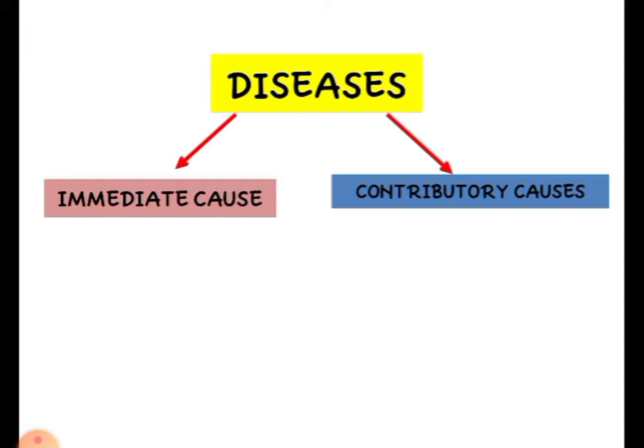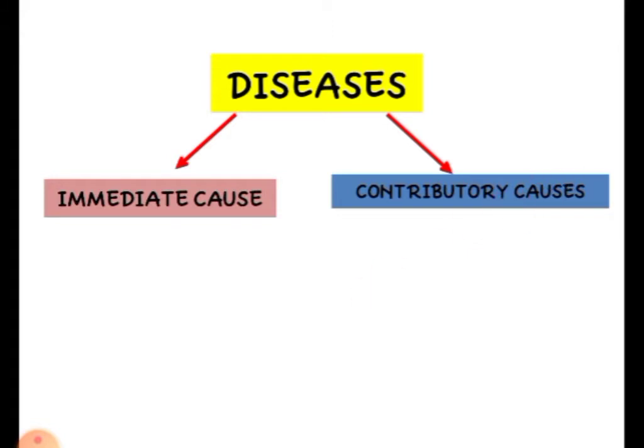Suppose you are not eating your food well, you are not having good surroundings, you are not having good hygienic conditions, and you are also not having clean drinking water. These things may lead you to have many diseases. These are called contributory causes. They contribute to you having diseases. But immediate causes are those where something comes inside your body and immediately causes disease. Contributory causes are generally conditions.